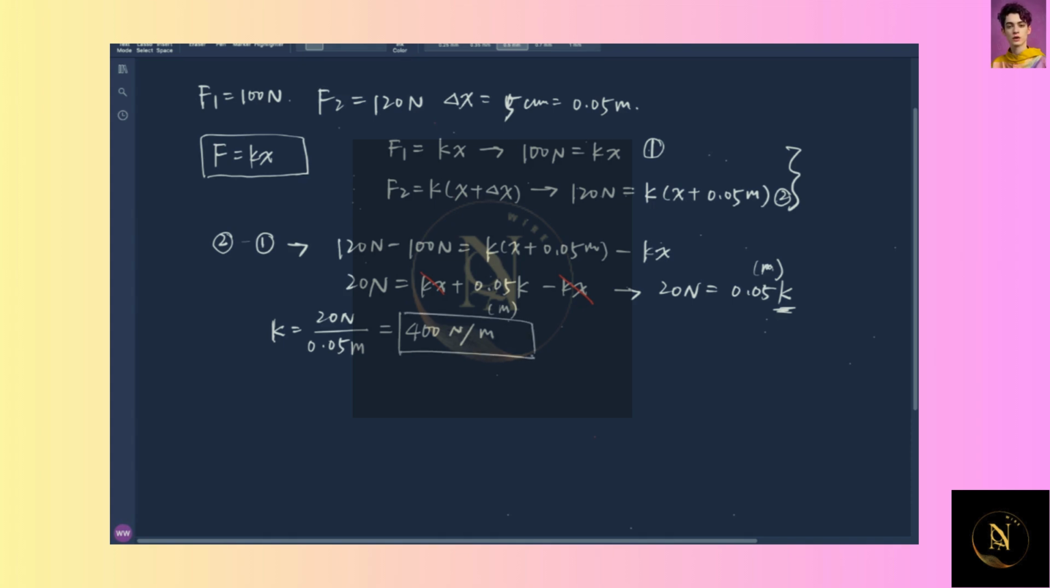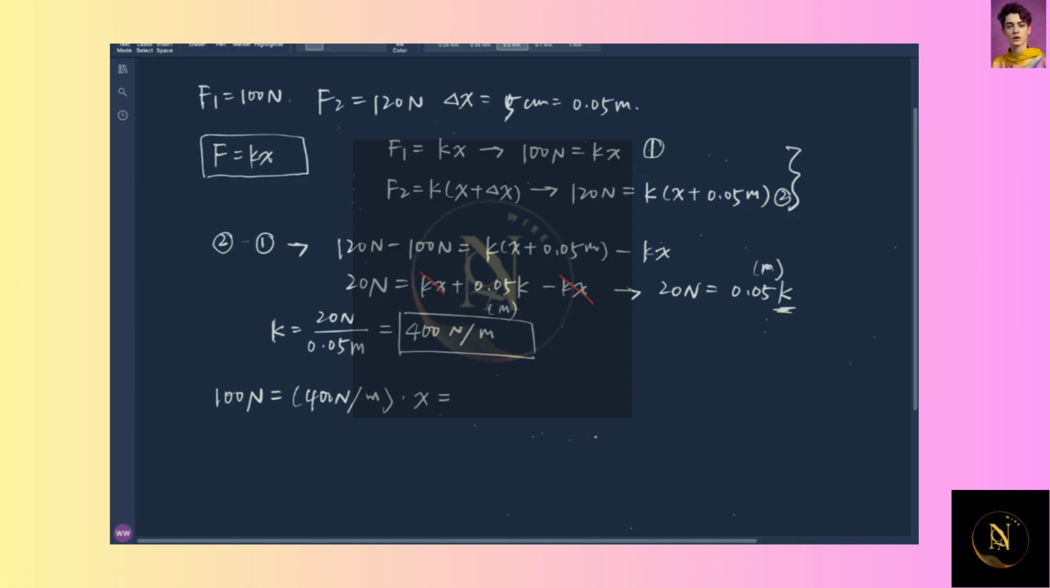Since we have the k now, it's going to be very easy to figure out the x, which is the second part of the question. So we go back to Hooke's law, F equals kx, and we plug into either F1 or F2. It won't make a difference, but let's just say F1. So 100 Newton equals 400 Newton per meter, that's k, times the original displacement x.